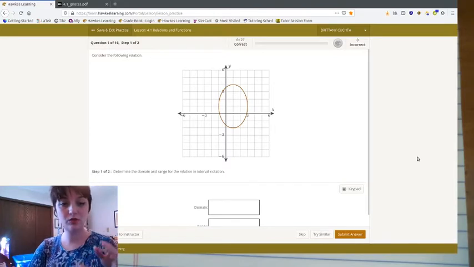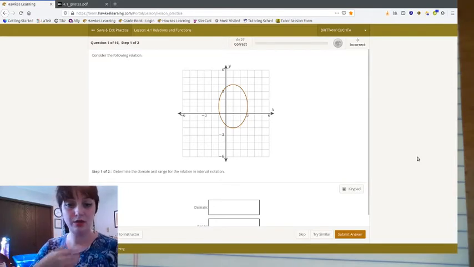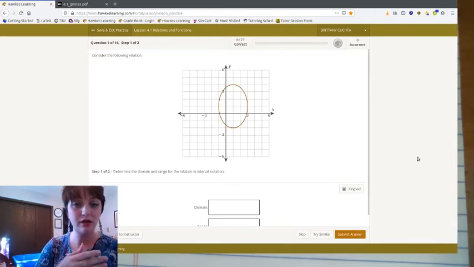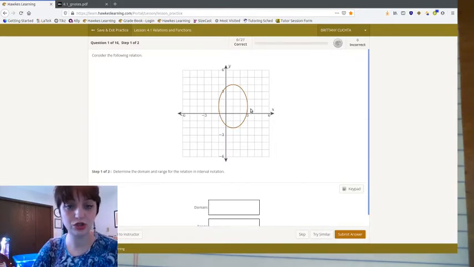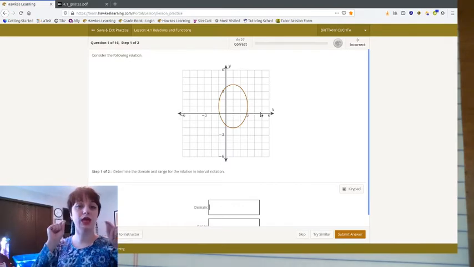So let's look at what these problems look like in HAWKS, actually. So in HAWKS, you get something that looks like this. Here's a graph, and they want to know, consider the following relation, give the domain and range. And then part 2, they're going to ask you, is it a function, yes or no? So domain and range. The domain is the stuff that goes in, the range is the stuff that comes out. The domain is the x's, the range is the y's.